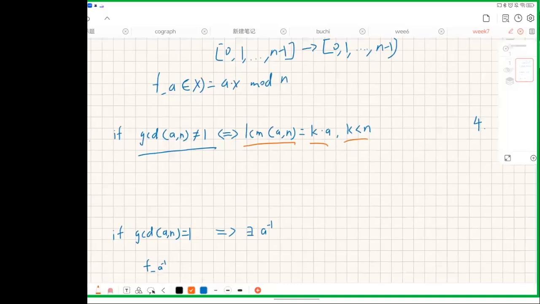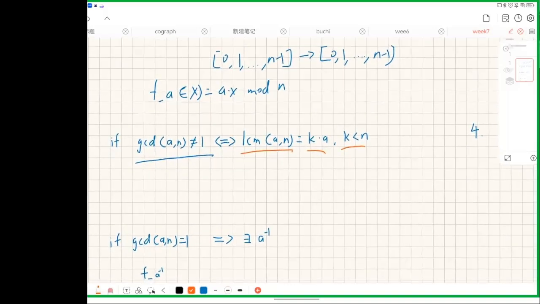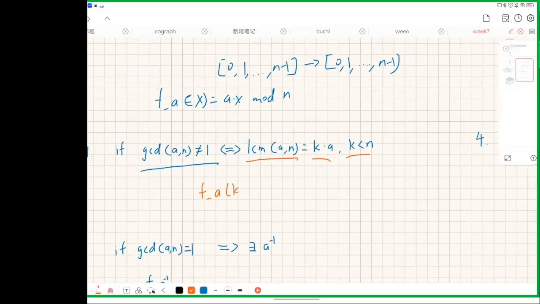So what can we know? We can know that f_a(k) equals f_a(0) equals 0. Because k times a is a multiple of n, so this mod n must be equal to 0. So as this is true, this function cannot be a bijective function, which means this is not a permutation.